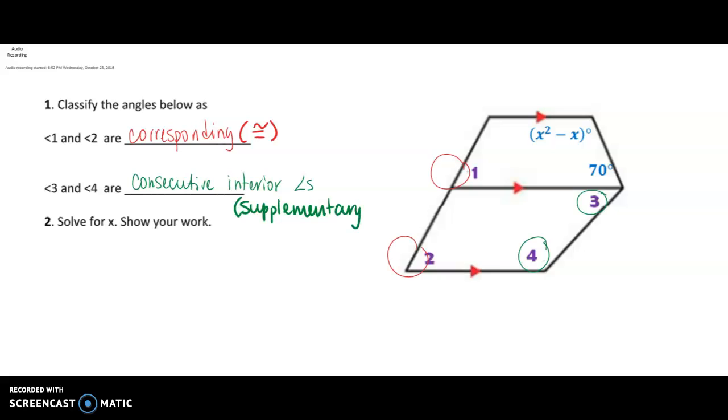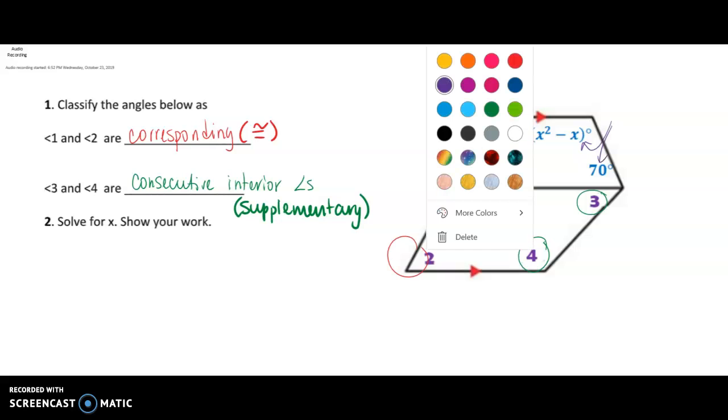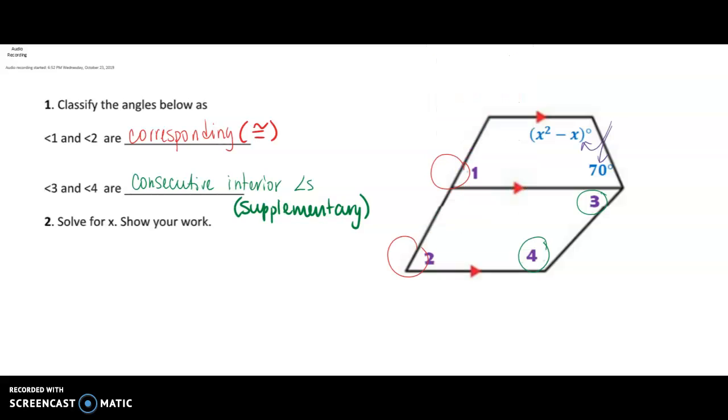Okay, so the reason why I'm making this video is mostly for the solving of the quadratic, because some of us are still struggling with it. So I'm going to focus on that. You have to solve for x. If you look over here, both of these angles are consecutive interior. So they're not congruent, but we know that they would have to be supplementary. So the sum would have to be 180.